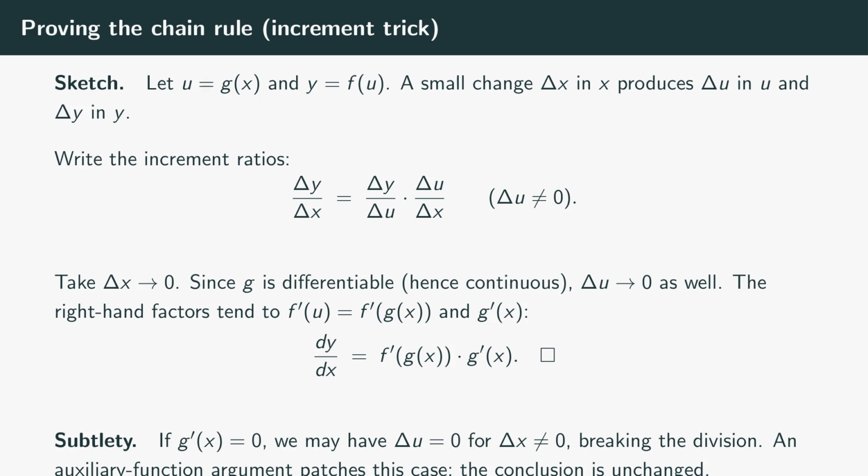That's the chain rule. One honest technical note. The argument assumed delta u was non-zero. If g prime of x equals 0, you can have delta x non-zero with delta u exactly 0, and the division by delta u becomes illegal. The fix introduces an auxiliary function e of u that handles that edge case smoothly. The conclusion doesn't change, and most textbooks treat the increment-trick version as morally complete. We'll do likewise.